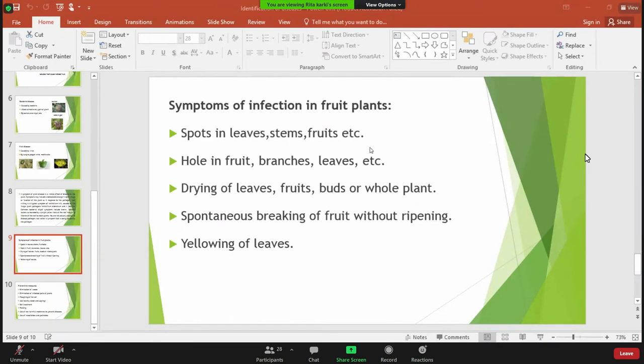You can see the yellowing of the leaves, especially those parts will be completely converted to yellow because of fungal, bacterial, or virus infection. There may be spontaneous breaking of the fruit as the fruit begins to form.